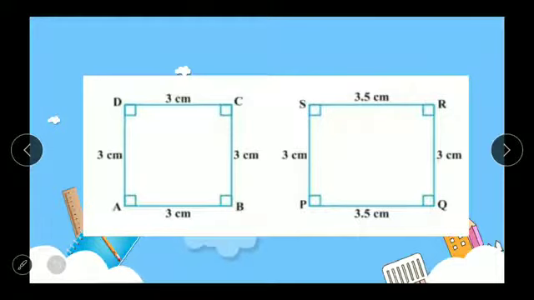Now in this picture I have two quadrilaterals. One is ABCD, in which all the sides are of length 3 centimeter, hence it is a square. And in PQRS, two sides are of length 3.5 centimeter and two are of 3 centimeter, hence it is a rectangle. They are different in size and shape, hence they are not similar.